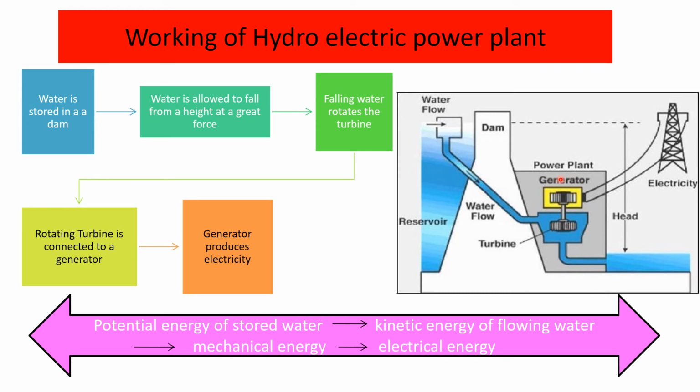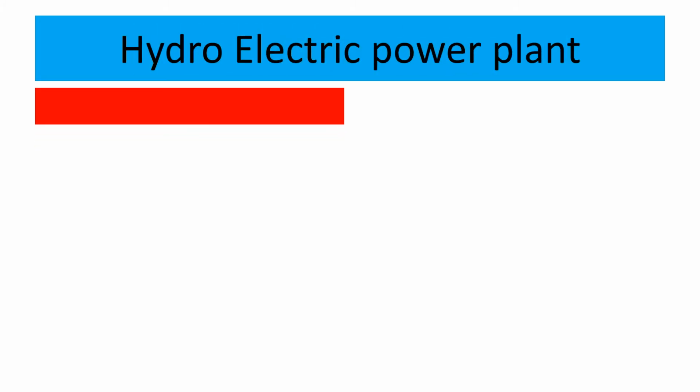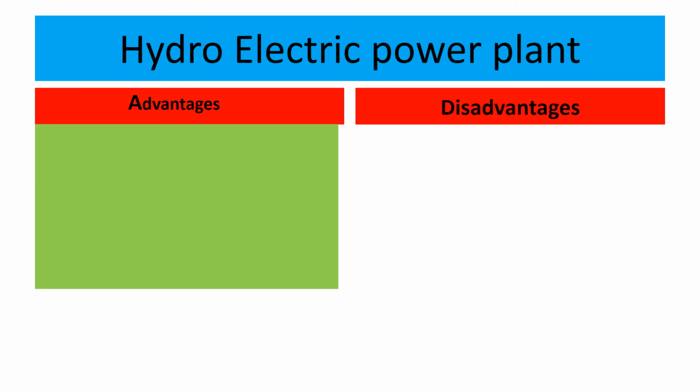Again, this is a favorite of the examiner. What is the energy conversion taking place in a hydropower plant? So, potential energy of stored water to kinetic energy of flowing water to mechanical energy of turbine into electrical energy. That was a hydroelectric power plant, but there are some advantages and disadvantages associated with a hydroelectric power plant.